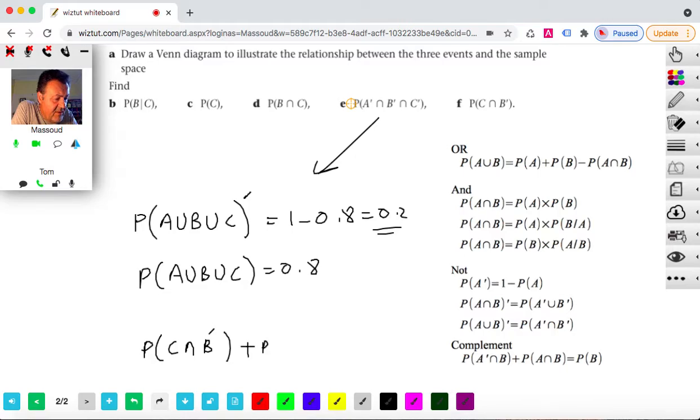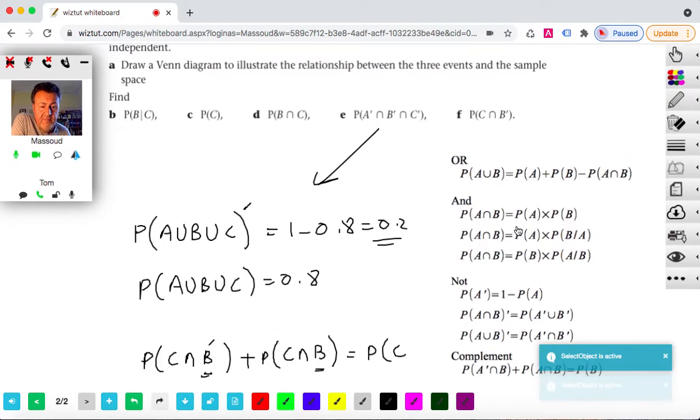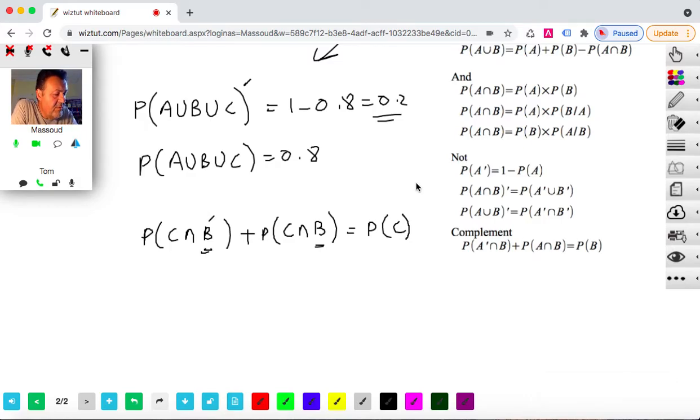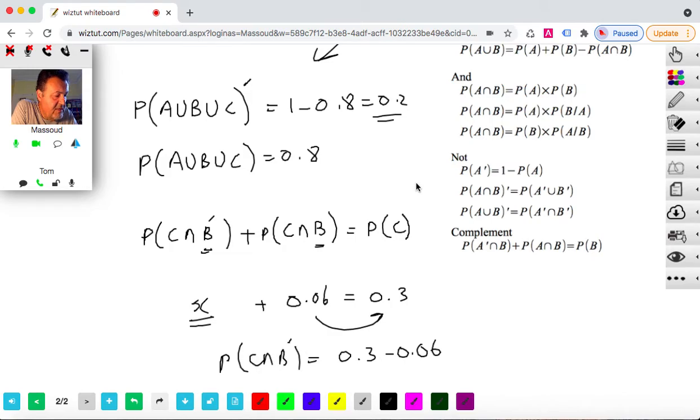If I add the probability of C and B, so these two are the complemented parts. Hence, the sum of these two would give you the probability of the bit that hasn't been complemented. Let me move this out of the way. So C. We already know what probability of C was. Probability of C was 0.3. Probability of C and B was 0.06, which means the bit that we are looking for would be taking away that side. So that would be 0.3 take away 0.06. So the probability of C and B naught is equal to 0.24. So that's using formula.